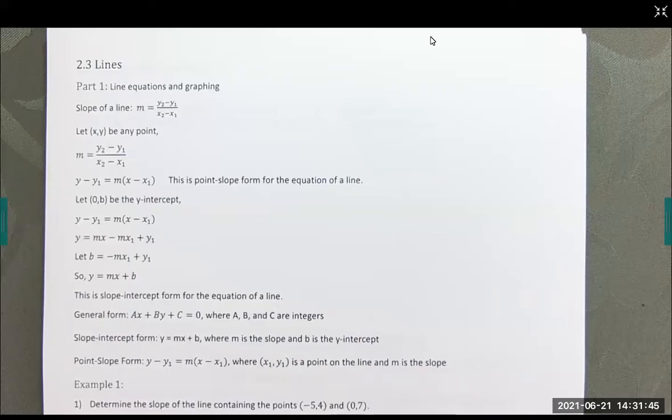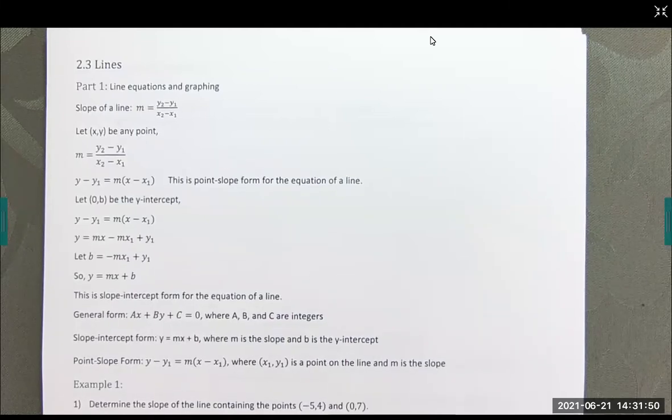Welcome back, everybody. We are continuing with chapter 2. Today we're going to talk mostly about lines and graphing lines as well. We're going to start with the slope of a line. This formula is all over this paper, actually.